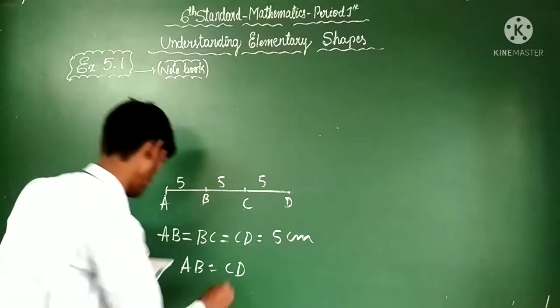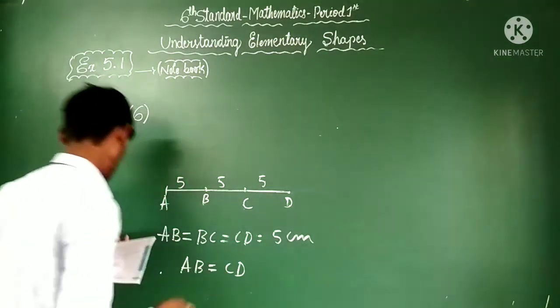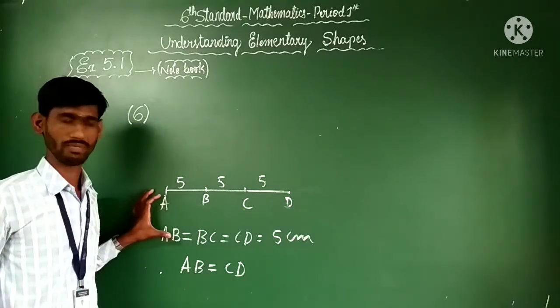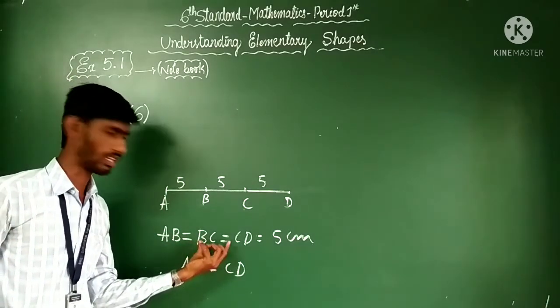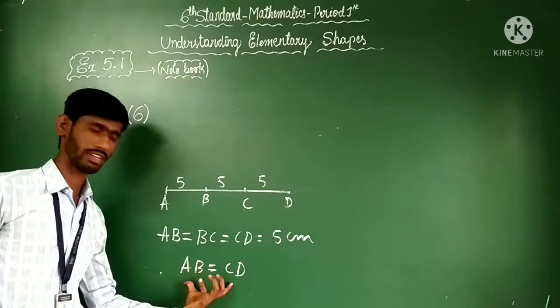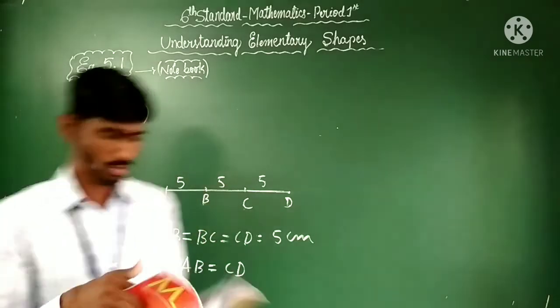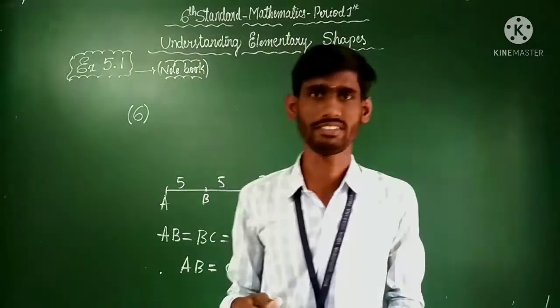Dear children, just give me the right answer. This is the answer. Here is the reason. Clear? So we can say that finally AB is equal to CD. Clear? Let us move to the last question, the 7th one.